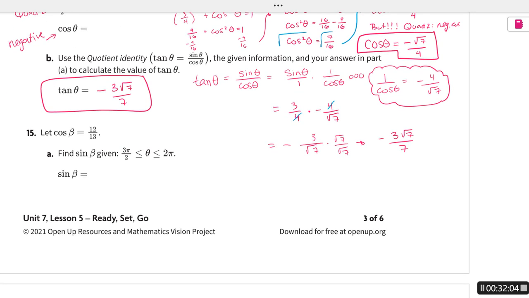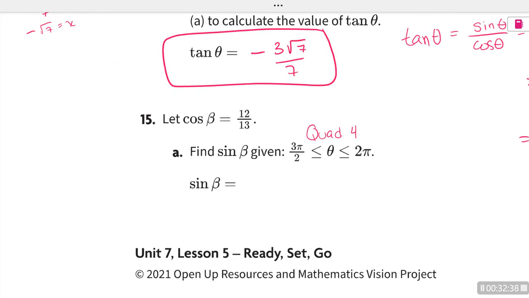Okay, question 15. So it says we're given this interval. So in between 3 pi over 2 and 2 pi, that is quadrant 4. So now we know it's in quadrant 4. Let cosine of beta equal 12 over 13. Find sine of beta given that it's in quadrant 4. Okay, it doesn't tell us which way we want to do this. So we could use the Pythagorean theorem identity again, right?